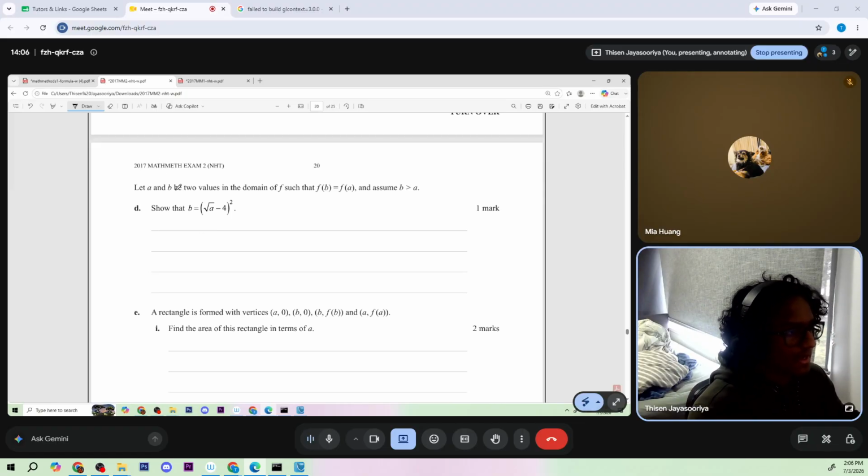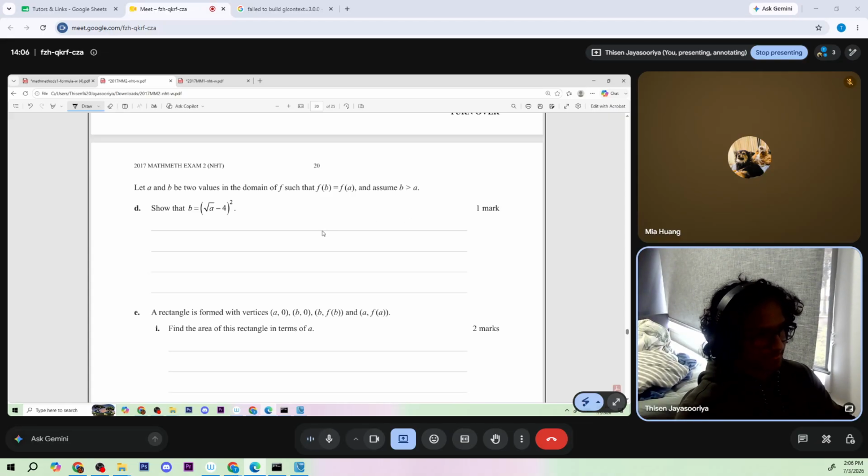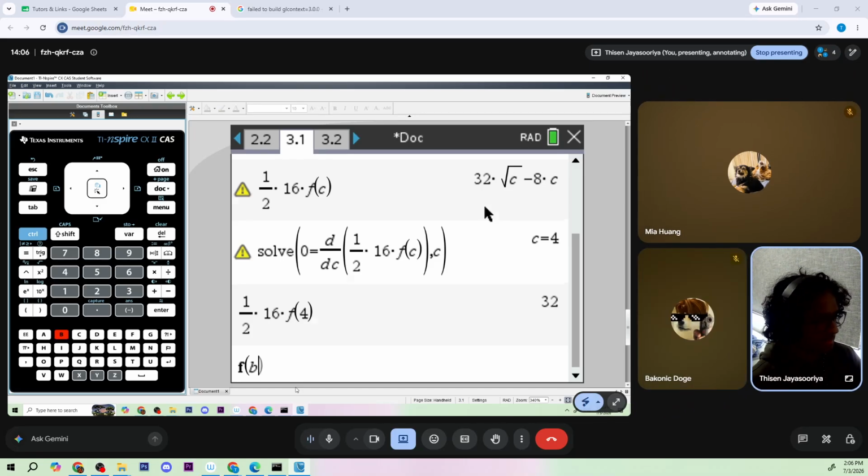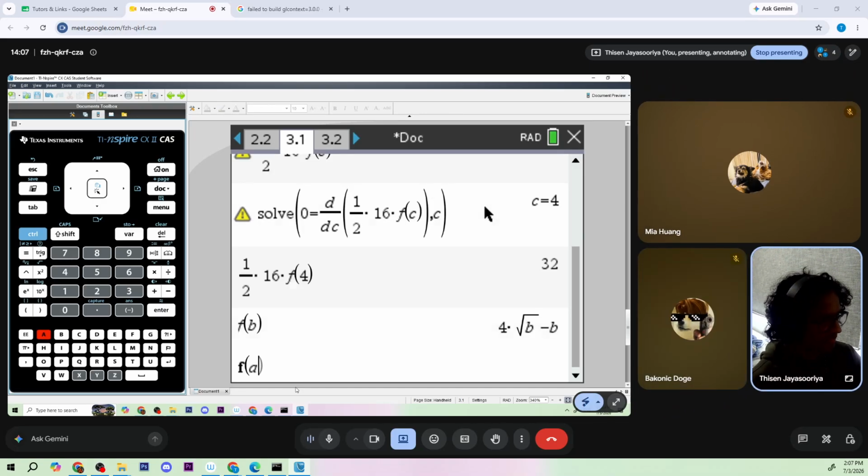Here it says, let a and b be two values where f of b equals f of a. Assuming that b is greater than a, show that b is equal to a. So here, on my calculator, I'm going to just type in f of b. Here I'm going to type in f of a.